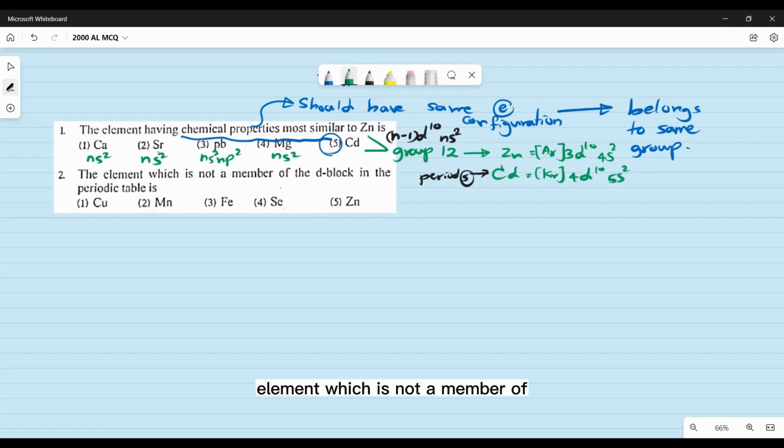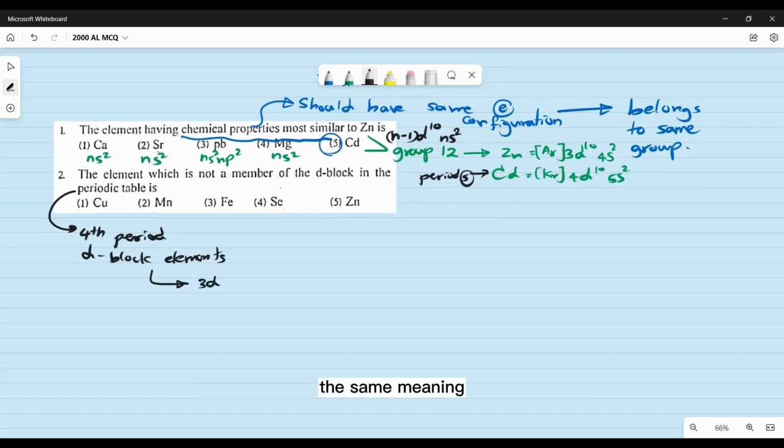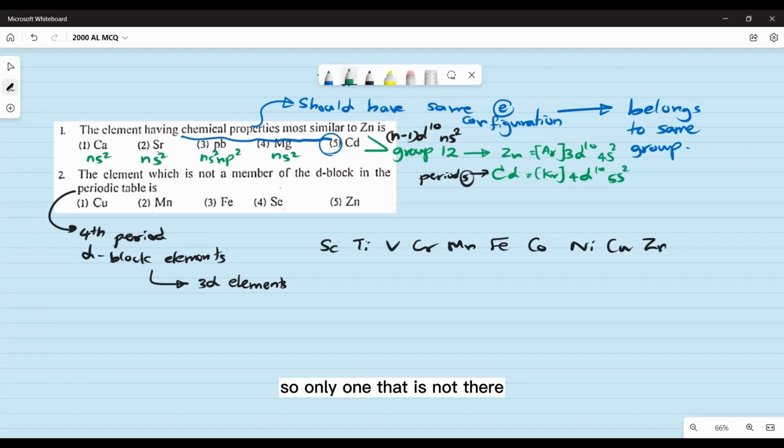Right. So the next one is again a very straightforward question. The element which is not a member of the D block in the periodic table. You can go to the periodic table and find it, but anyway, we normally study fourth period D block elements, also referred to as 3d elements. Those elements start from scandium, titanium, vanadium, chromium, manganese, iron, cobalt, nickel, copper, and zinc. So you can see four of the elements are here. The only one that is not there is this one, selenium.